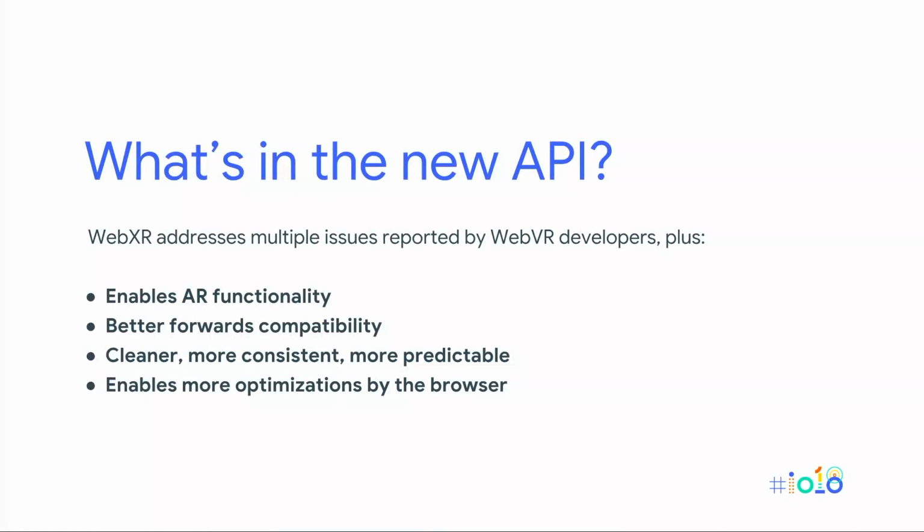Of course, we recognize that migrating existing code to a new API is a bit of a pain. But we also think that the benefits will be well worth the short-term inconvenience. The WebXR API was designed by listening to lots of feedback from developers of real-world content just like you, and explicitly addresses many of the issues that they reported. Additionally, the new API provides a platform for AR features and will be more forward compatible with a wider range of devices. It's also cleaner, more consistent, more predictable, and enables browsers to apply more optimizations.